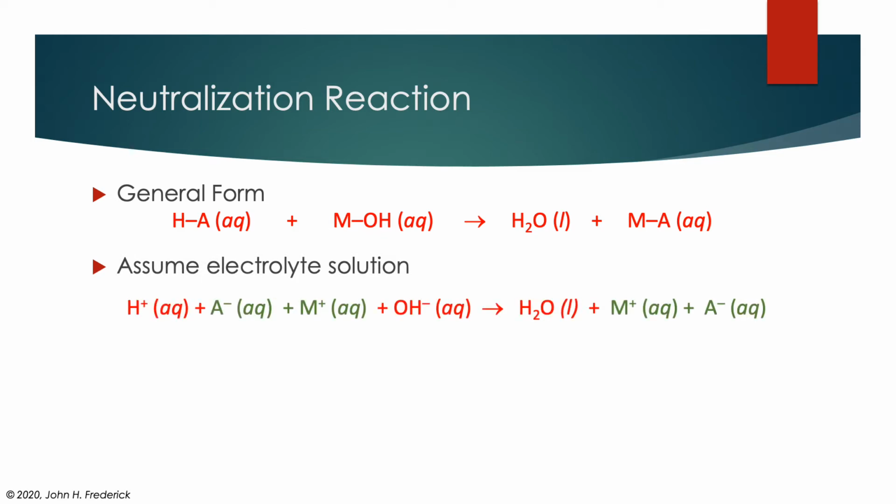So it'll look something like this. The HA will split up into H+ and A-. The metal hydroxide will split up into metal ions and hydroxide ions. All of this is in aqueous solution. Now, when the reaction is done, the H+ and the OH- will combine to make water, which is in liquid form, and we'll still have the metal ions and the A- ions in the solution. One of the things you'll notice is that these ions appear on both sides of this equation. So they are, in fact, spectator ions.